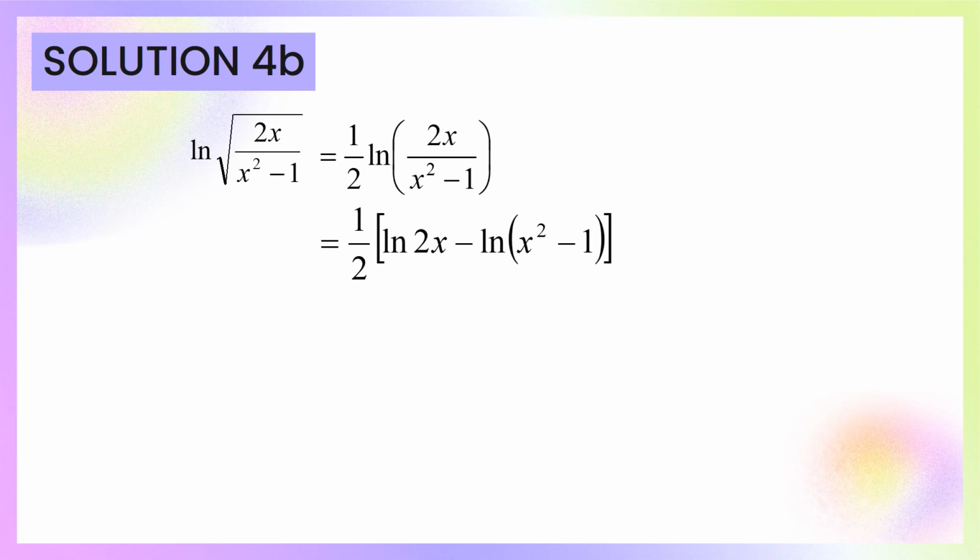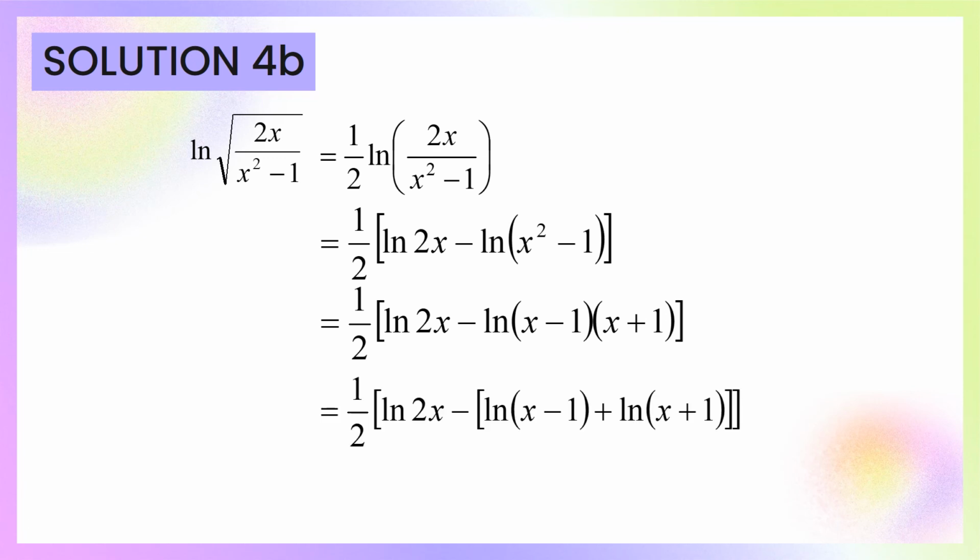And then for x squared minus 1, we can factorize as x minus 1, x plus 1. So then we get 1 over 2 multiplied by ln 2x minus ln of x minus 1, x plus 1. So then for ln of x minus 1, x plus 1, we apply the rule ln mn is equal to ln m plus ln n. So then we can express this as 1 over 2 multiplied by ln 2x minus ln of x minus 1 plus ln of x plus 1. And then we can expand the minus. It becomes ln 2x minus ln of x minus 1 minus ln of x plus 1.